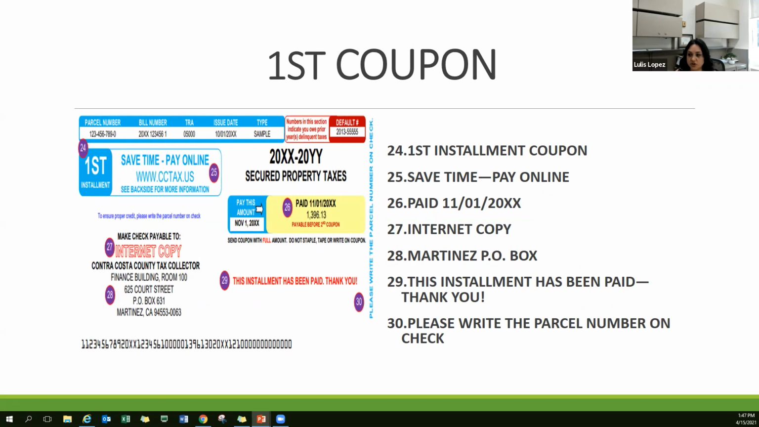The first installment coupon includes, here we give you the option: save time, pay online. There are different options to pay online, which I'll mention in a bit. And the due date on the first installment is always November 1st, but it goes delinquent by December 10th. This is the amount to pay, and same thing, this shows that it was paid when it was paid. But if it wasn't paid on time, it would give you an amount here, what would be due after the December 10th deadline.